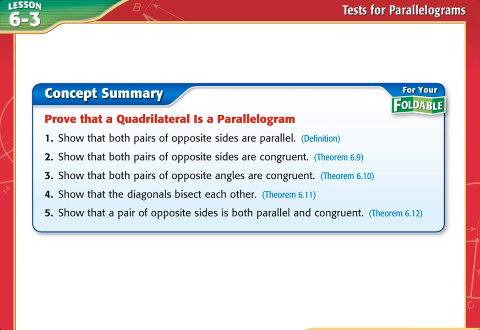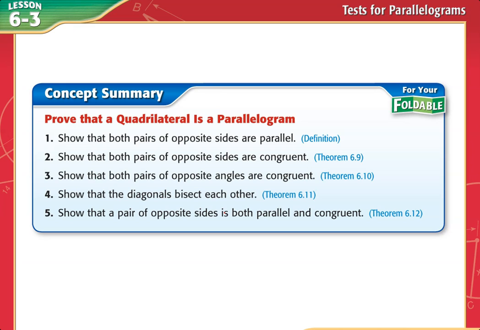Show that both pairs of opposite sides are congruent. Or we can show that both pairs of opposite angles are congruent. Or we could show that the diagonals bisect each other. Or we could show that a pair of opposite sides is both parallel and congruent.